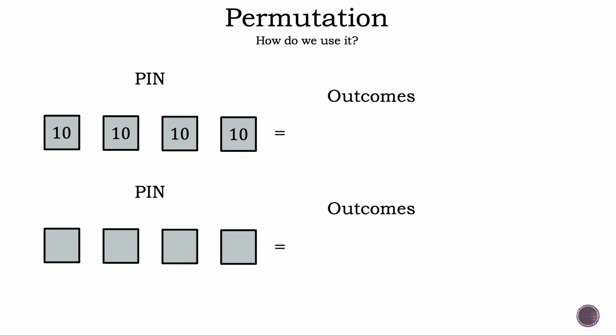So how many outcomes do we think we have with this scenario? Well, since the numbers are happening simultaneously, we multiply them. So we have 10 to the 4 or 10,000 outcomes with replacement.